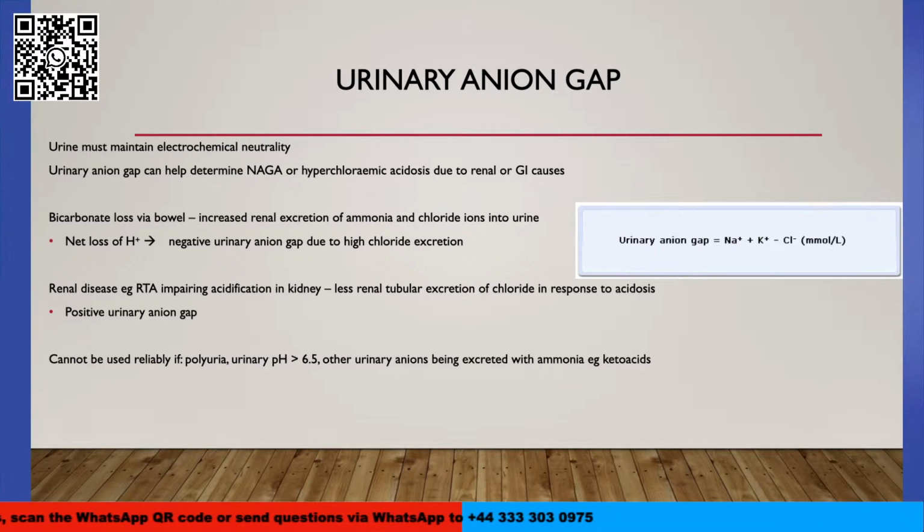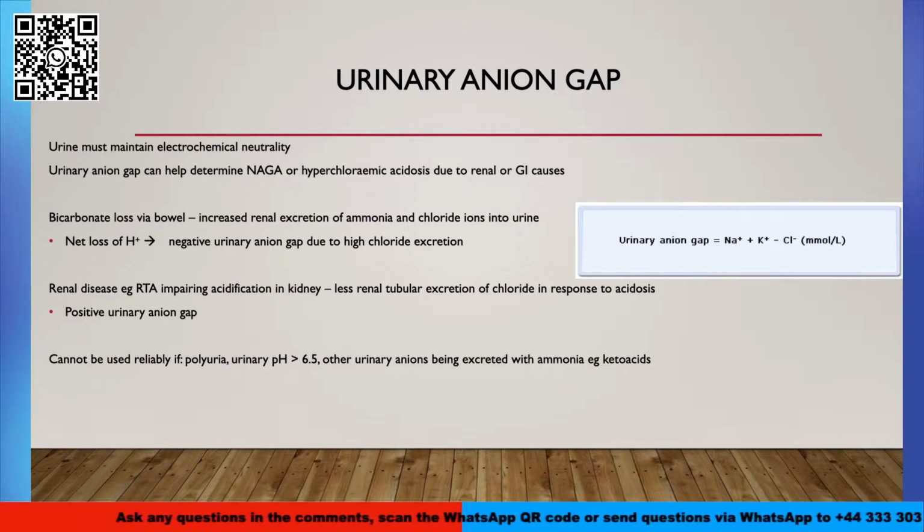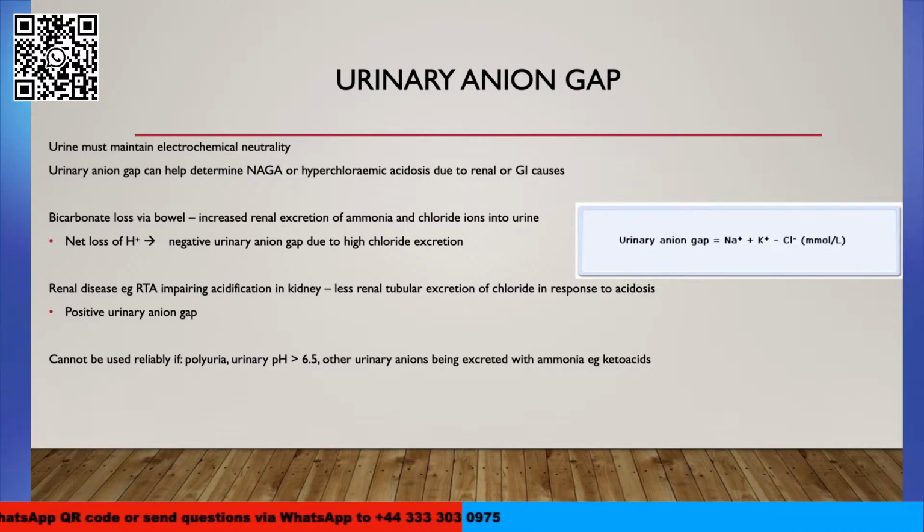If you have renal disease, for example renal tubular acidosis, impairing acidification of the urine in the kidney, you get less renal tubular excretion of chloride in response to an acidosis, which leads to a positive urinary anion gap. So you can calculate this by adding up your sodium and potassium and subtracting your chloride. You can't use this reliably if you have polyuria, a urinary pH greater than 6.5, or other urinary anions which are being excreted with ammonia, for example keto acids.